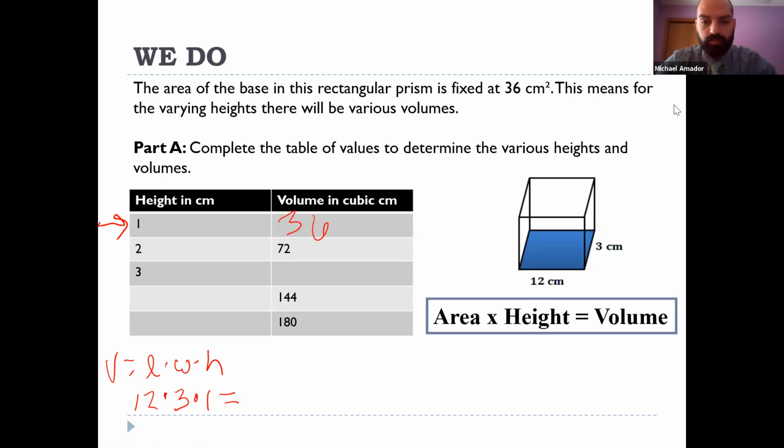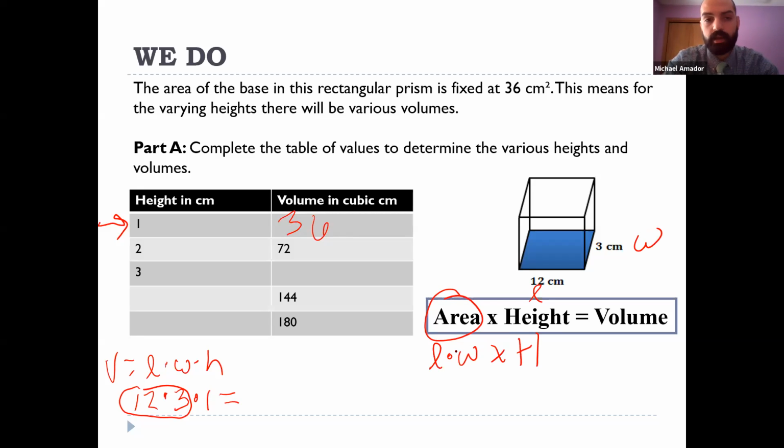Okay, so the area is the length times the width. So really, this is just the same thing as saying length times width times height, because the area is the length times the width.